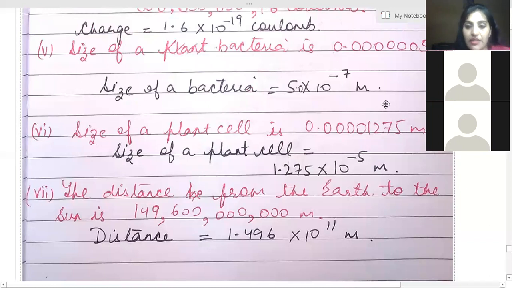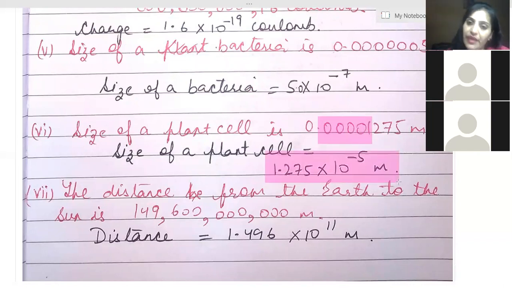So again, the decimal has to move some distance. So it is moving. Let's see: 1, 2, 3, 4, and 5. So it will be 1.275 into 10 to the power minus 5 meters. You can do this with your fingers also, so that way it becomes easier. Next, beta.